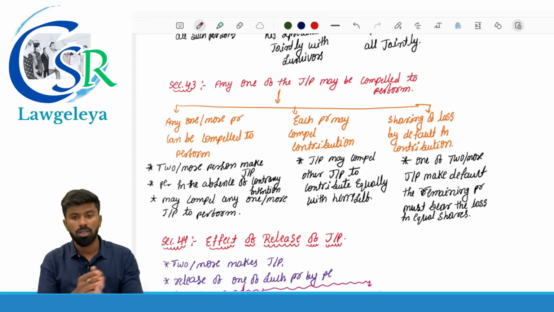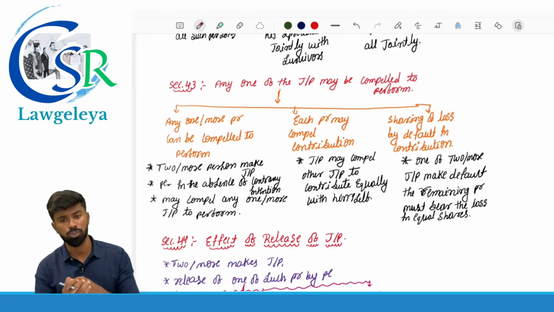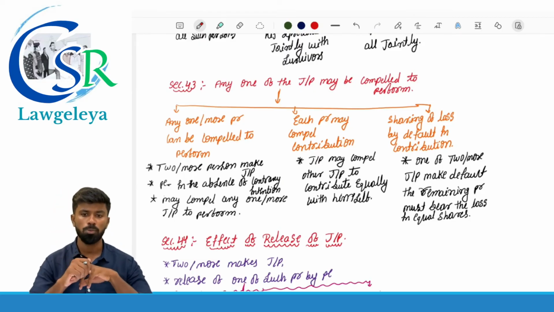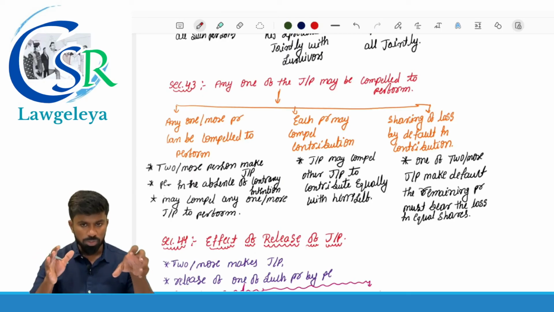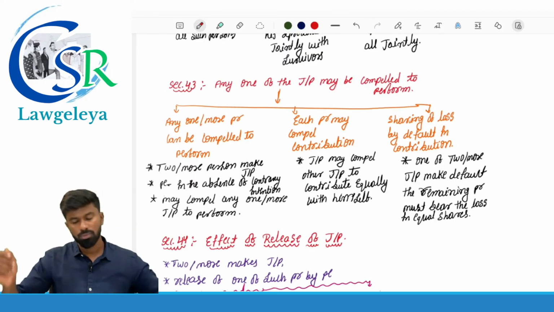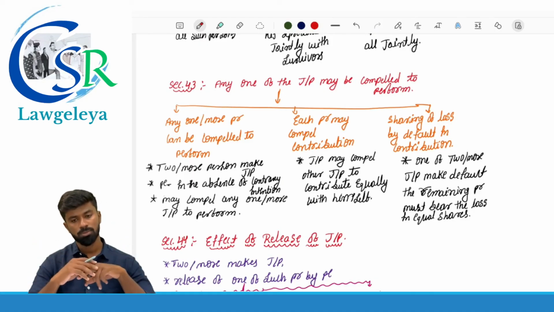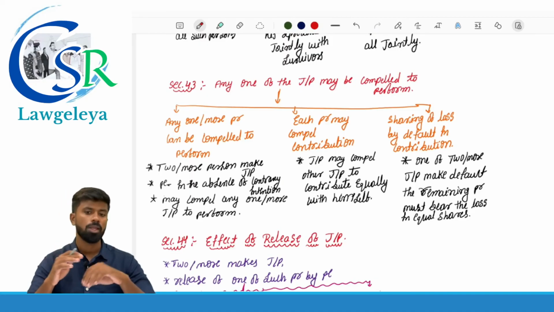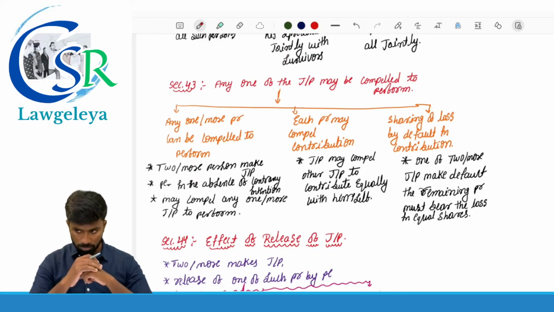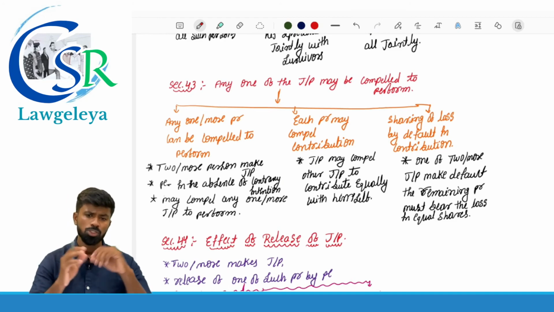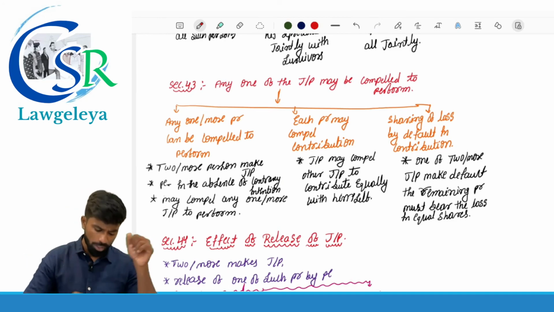And at the same time, the third provision is the sharing of loss in case of default of contribution. If one of the two or more joint promisors makes a default, the remaining promisors must bear the loss in what share? Equal shares, equal ratio. Section number 43, three provisions. Promisee can compel any one of the promisors to perform. Then the promisor can compel the contribution from other promisors. Then the loss by default of any of the promisors should be shared by the remaining promisors jointly.